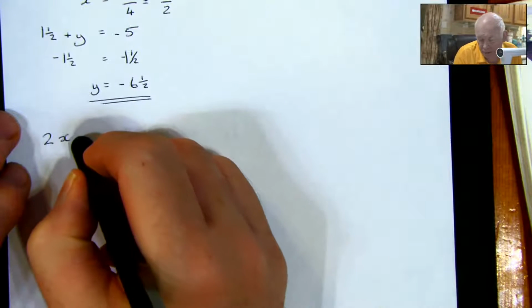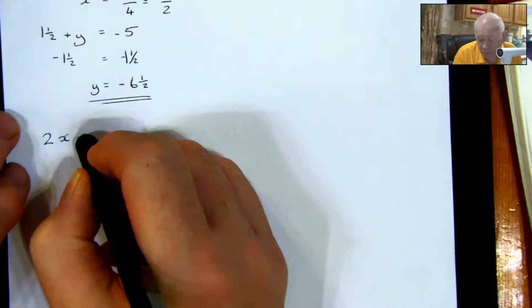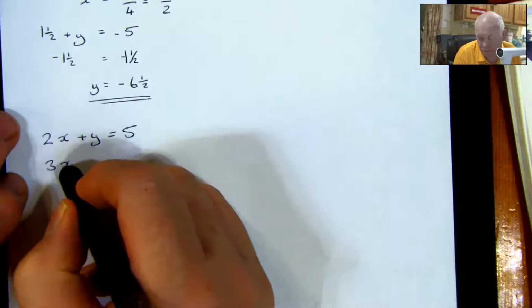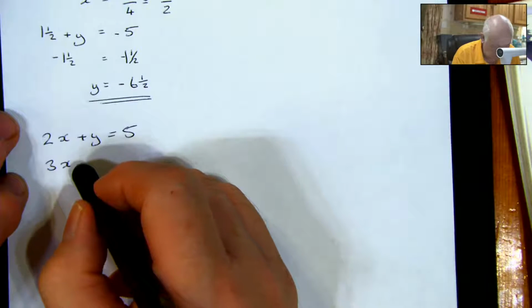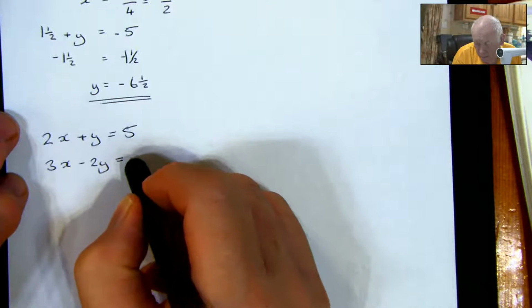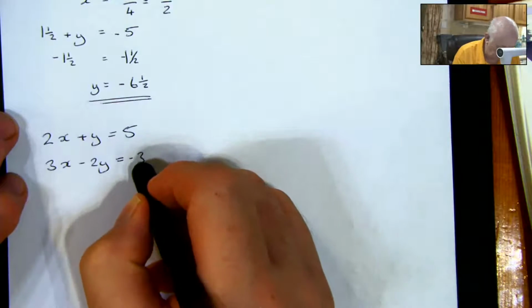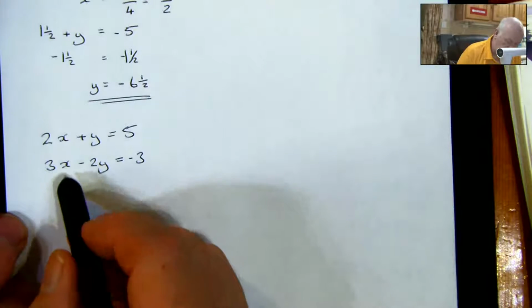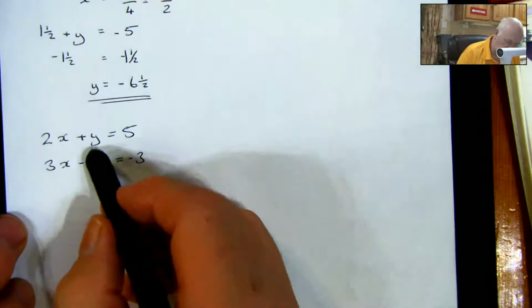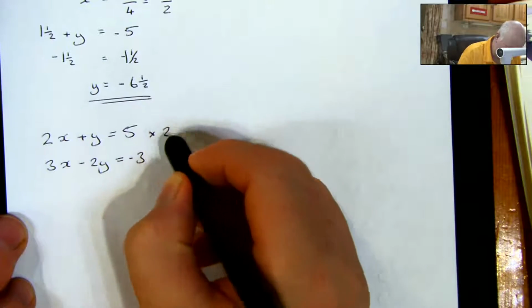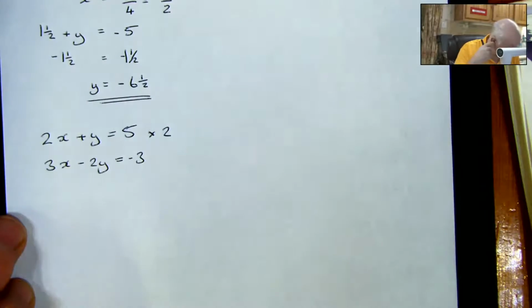Let's have 2x plus y equals 5, and we'll go for 3x minus 2y equals minus 3. Which one's the easiest one to get rid of? Well, that one, if we multiply this one by 2, we'll probably get somewhere.